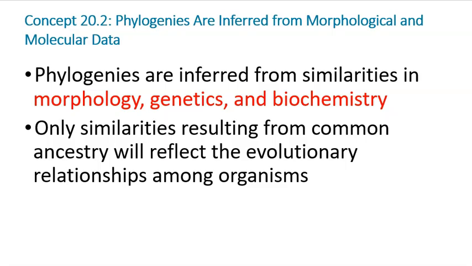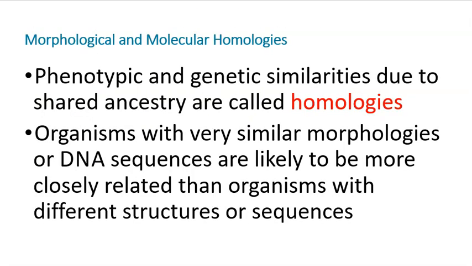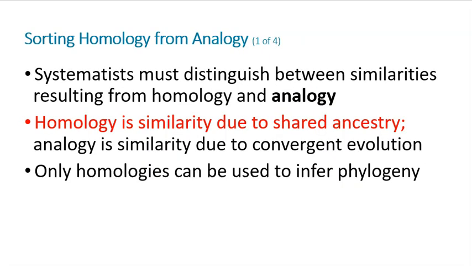Phylogenies are inferred from similarities in morphology, genetics, and biochemistry. Phylogenetic and genetic similarities due to shared ancestry are called homologies. So organisms with very similar morphologies or DNA sequences are likely to be more closely related. Systematists must distinguish between similarities resulting from homology, which is shared ancestry, and analogy, which is convergent evolution: similar traits being selected for in similar environments.